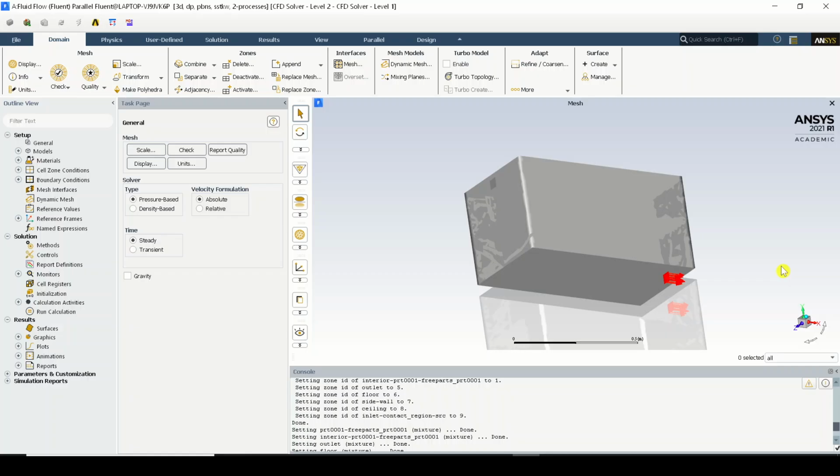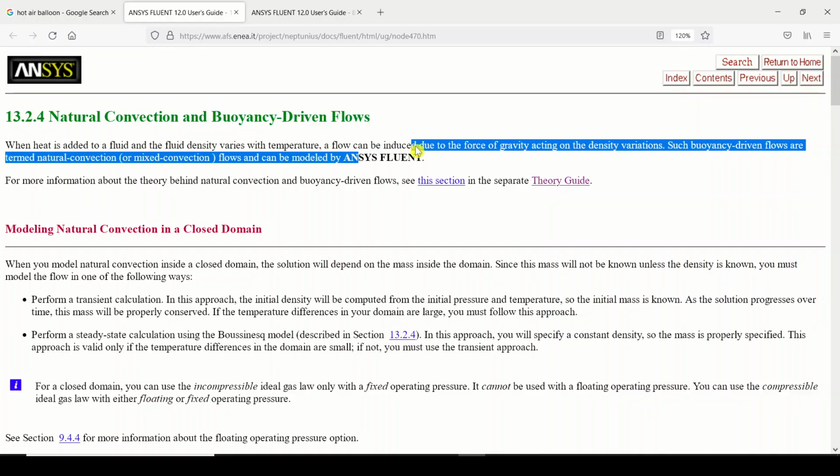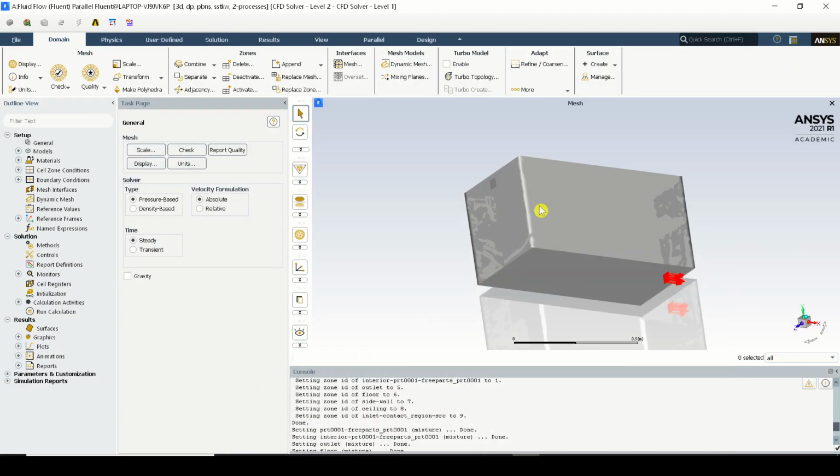Now the air surrounding these heat sources will take the temperature of those heat sources, and it tries to change its density, as it is mentioned in the manual over here, that when heat is added to the fluid and the fluid density varies with temperature, a flow can be induced due to the force of gravity, right? So that is what is happening. The air which is surrounding the heat sources changes its density, and when it is changing its density, it becomes lighter in weight, and it is moving upward.